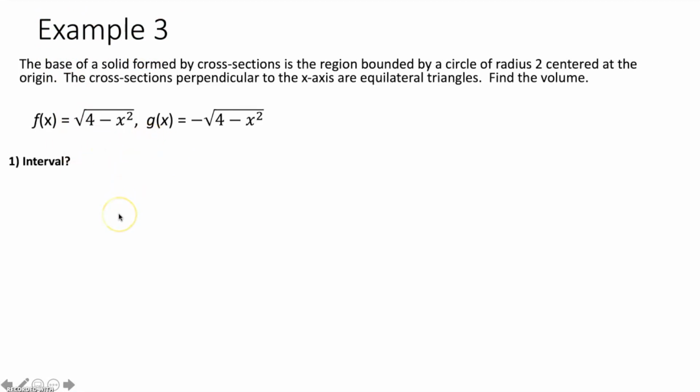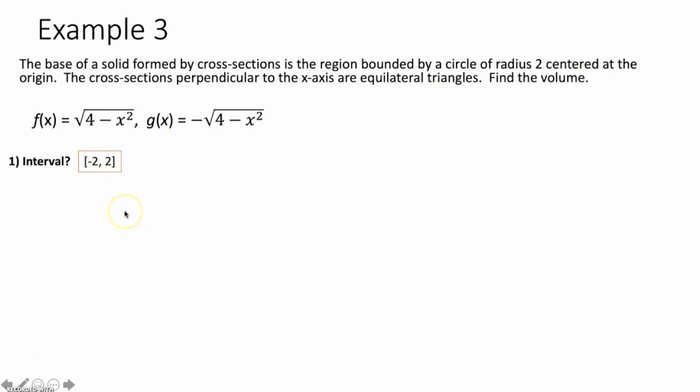What interval are we going to integrate on? Well, we just saw in our graph, we are integrating from x is equal to negative 2 to x is equal to positive 2 because we have a three-dimensional solid whose base is a circle of radius 2 centered at the origin. So we're going from x is equal to negative 2 to x is equal to positive 2.